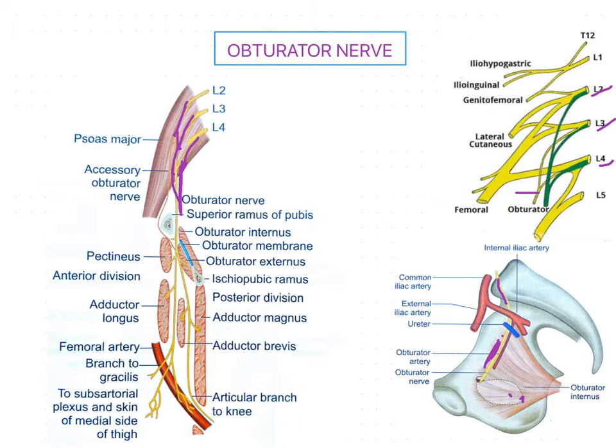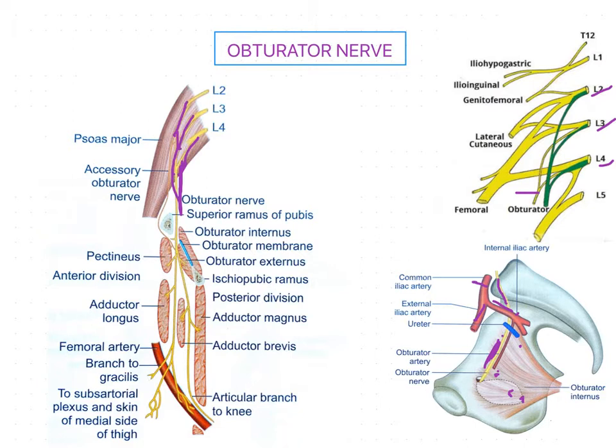Now this part of the nerve is crossed by the internal iliac artery and vein. So this is the common iliac artery, and this one is the external iliac and internal iliac. So this nerve is crossing the internal iliac artery and then the vein. In the true pelvis, the obturator nerve is accompanied by the obturator vessels, which lie below and behind it. So this is the course of the second part of the obturator nerve.